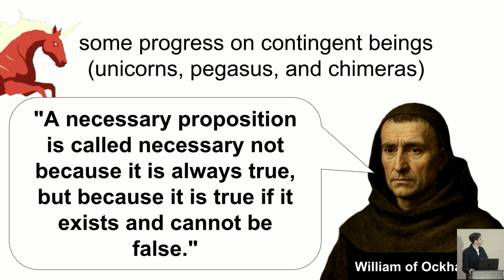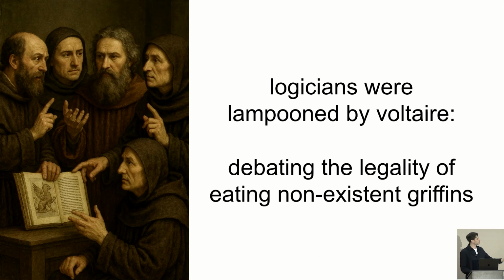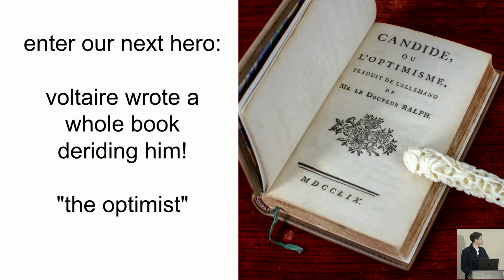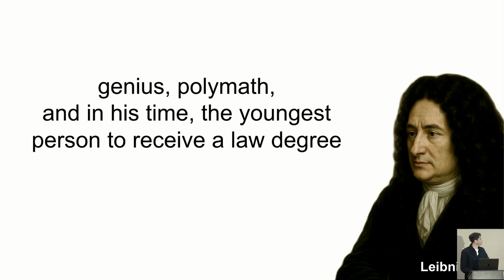There was progress on contingent beings, like if you're arguing about unicorns or Pegasus or Chimera, how should you figure that out? Well, William of Ockham figured that out, and he wrote something here, and I don't feel like reading it. These logicians were thus lampooned by Voltaire, who described them as debating the legality of eating non-existent griffins. And in fact, Voltaire wrote another book about our next hero, entitled The Optimist. And so let's take a look at that.